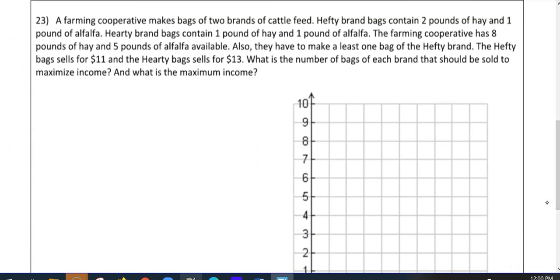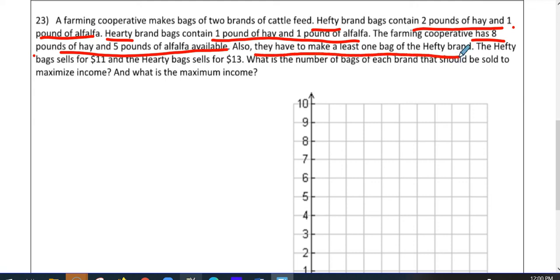Right. Cattle feed. Be careful with this one because we have hefty and hardy. So hefty has 2 pounds of hay and 1 pound of alfalfa. Hardy has 1 pound of hay and 1 pound. They have 8 pounds of hay and 5 of alfalfa. Limit. That's one of my columns right there. 2 of my columns. Also, this is a new one. You have to make at least 1 bag of hefty. Special. Hefty sells for 11, Hardy sells for 13. I want to maximize it.